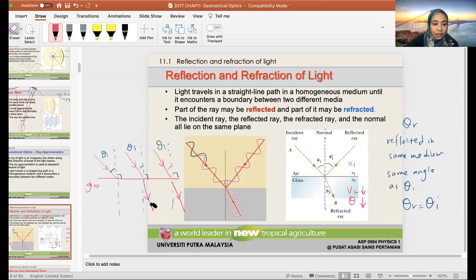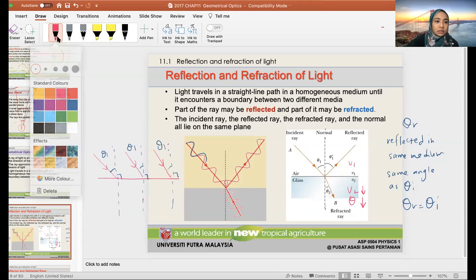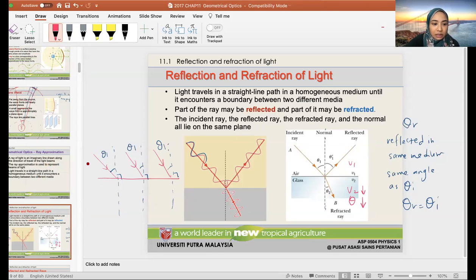If my N is not glass, a different medium is used. Let's say this is glass and this is air. Maksudnya, the speed of light will increase. My theta will also increase. It will bend away from the normal. Bend away. So angle jadi lagi besar dari theta 1.